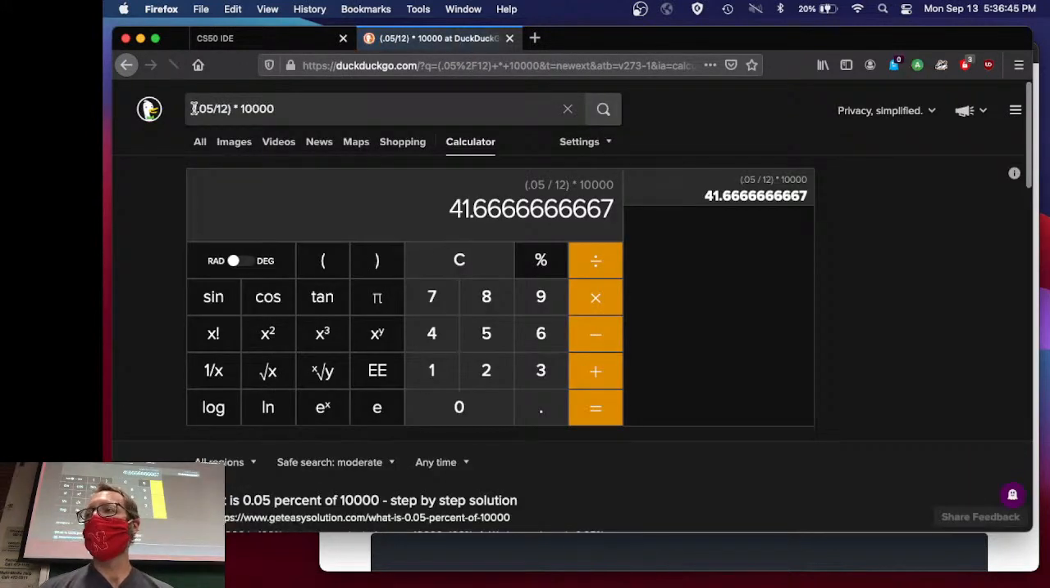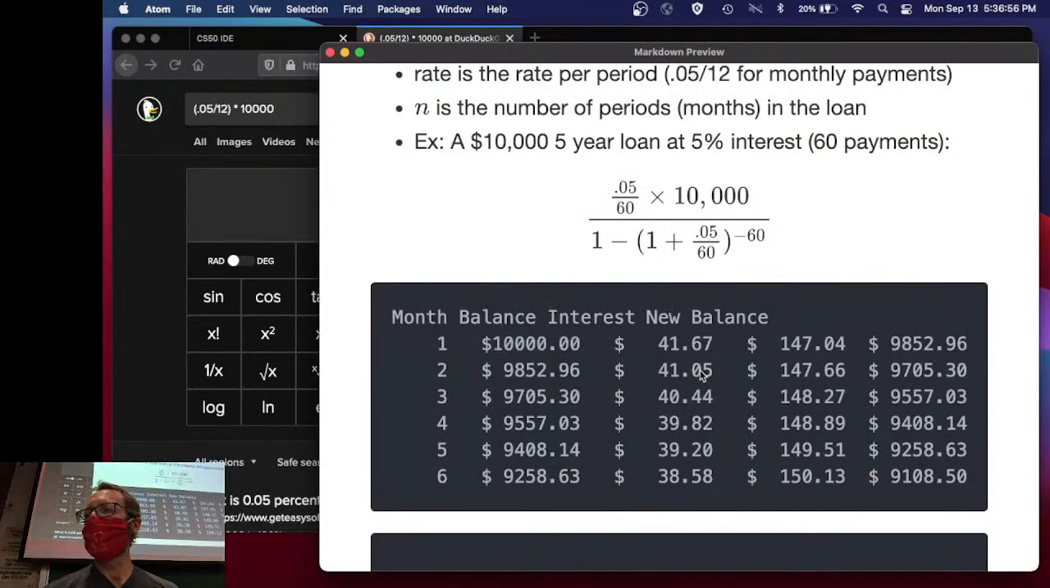There we go. $41.666666. Do we pay pennies and fractions of a cent on things? No. Instead, we need to round it to the nearest cent. We pay $41.67 in that first month in interest. Now, the monthly payment is, I forget what it is, I think it's $187 and whatever cents. Whatever's left over in that monthly payment goes to principal. And that $10,000 that we owed is now only $9,852.96 because we're paying down the loan.